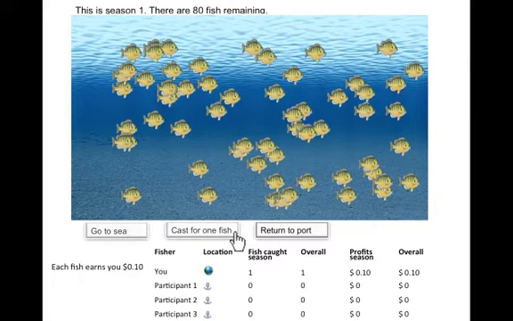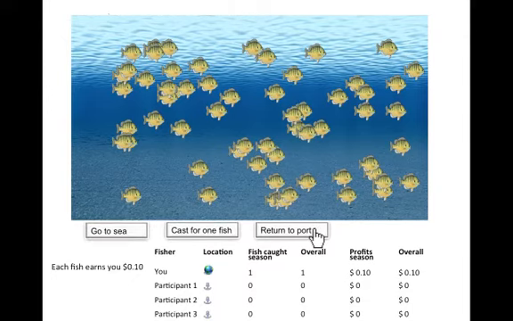In the microworld, after you cast for a fish, 1 fish will disappear from the screen. If you want to catch 3 fish, simply click 3 times. As you can see in the table, you have caught 1 fish and you earn 10 cents for this season. Once you have taken as many fish as you want, you may click on Return to Port with your catches. The first season ends when everyone is back at port, as indicated by the anchor symbols. You continue to do the same thing for each season. Go out to sea, cast for fish, and return to port.